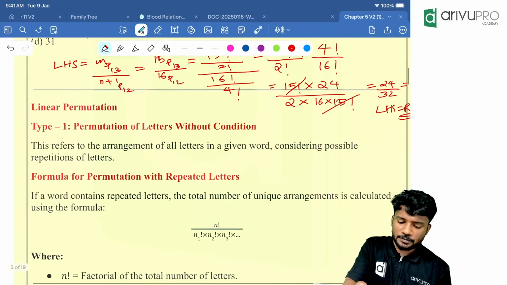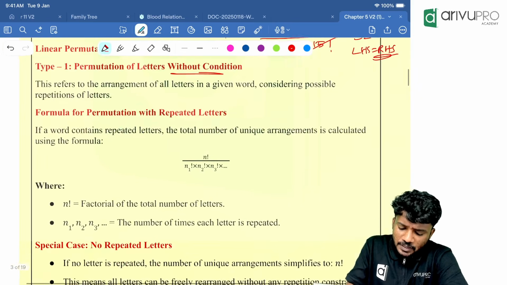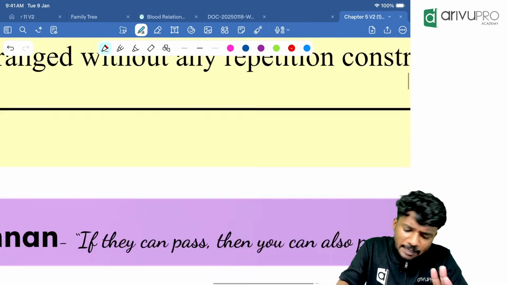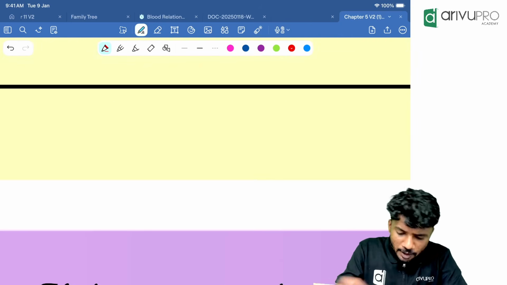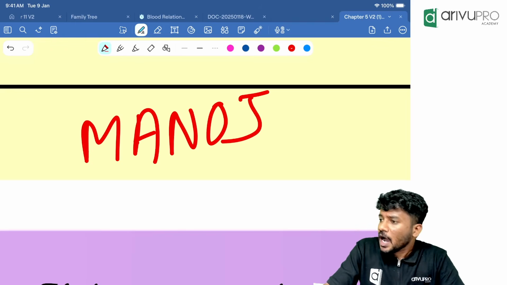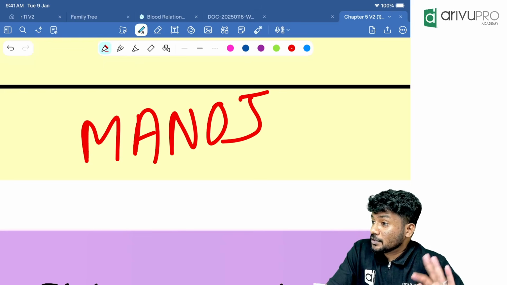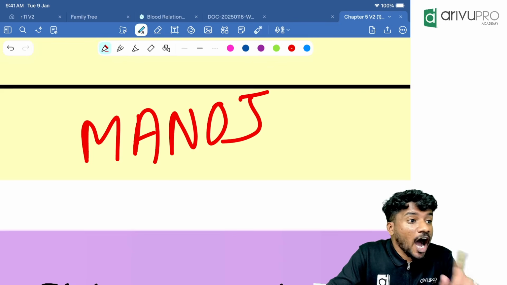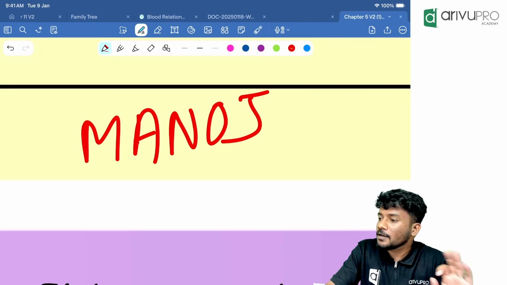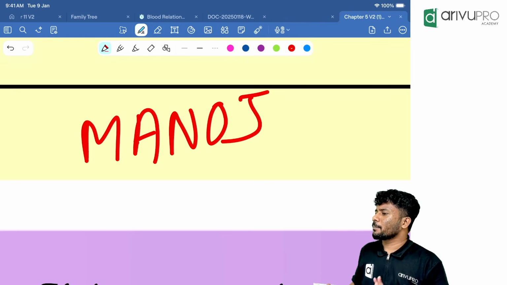Now, people, permutations of letters without condition are there. Then we have with condition also. Two types of questions are there. Now, I will take a name. Give me a name. Manoj is there. M-A-N-O-J, Manoj is the name. I need to create arrangements using the letters of the word Manoj. How many words can be formed from the letters of the word Manoj, with or without repetition, is the question.